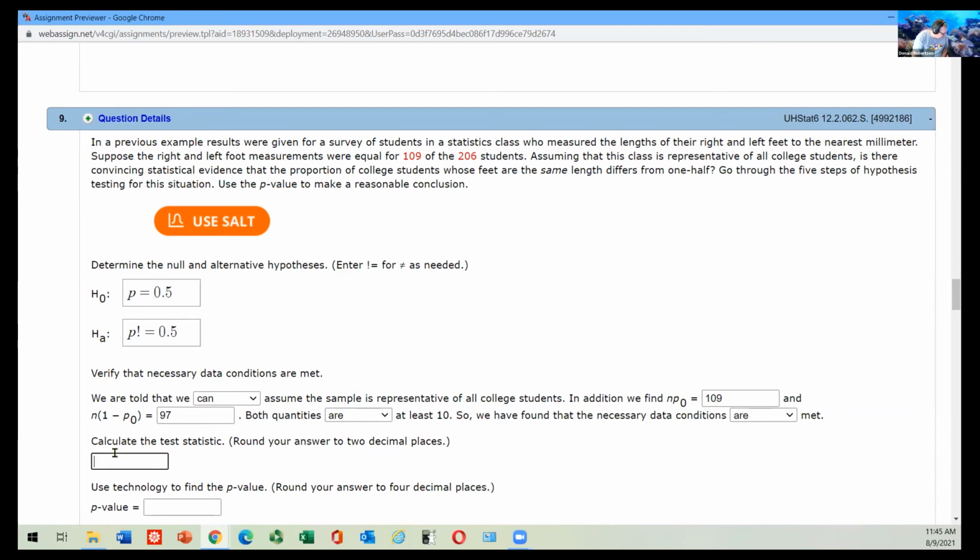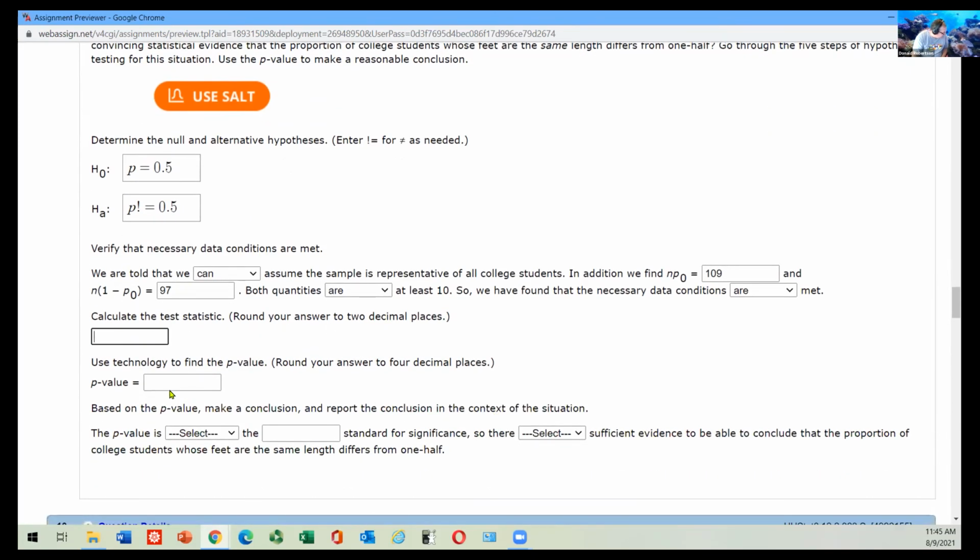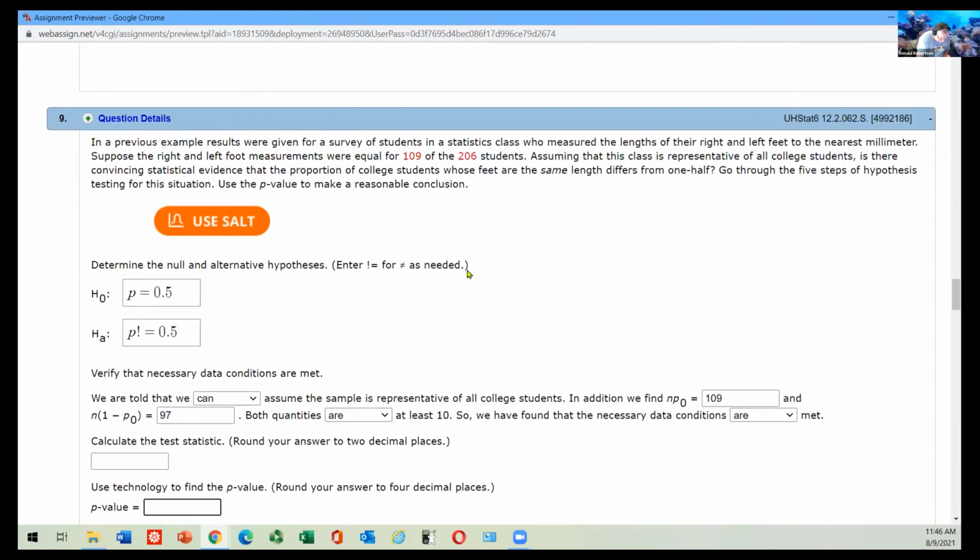Calculate the test statistic. Well, that's interesting. And use technology to find the p-value. Okay, so I'm now going to write down some numbers here, and I've got 109 out of 206, and it's the 0.5, not 0.5 thing.